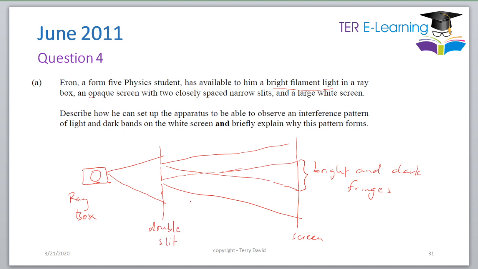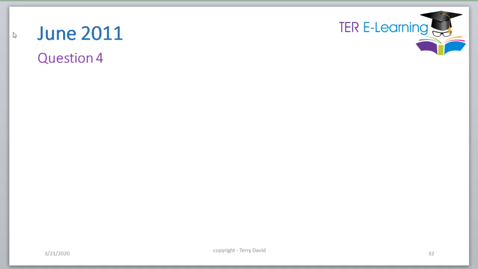Right? So look carefully at what they want, right? So describe how you would set up the apparatus to be able to observe interference. So the interference pattern is where we're seeing the bright and the dark fringes, right? And they said briefly explain why this pattern forms.